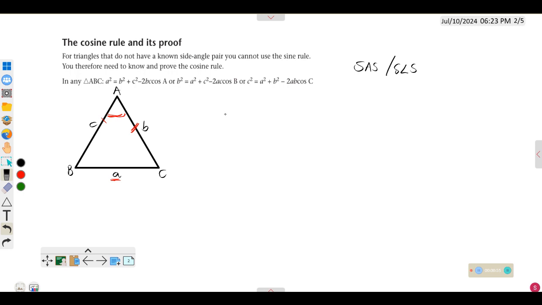You are going to say a squared is equal to that side squared, which is b squared, plus that side squared, which make up the side angle side, minus 2 times the product of these two, which is b and c, and then cosine of what? Cosine of the included angle, which is a, right? Which means now if we are looking for the side b, we must also have a side angle side. So the side has to be this one, the angle has to be this, and that side as well.